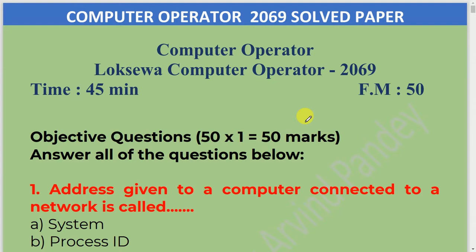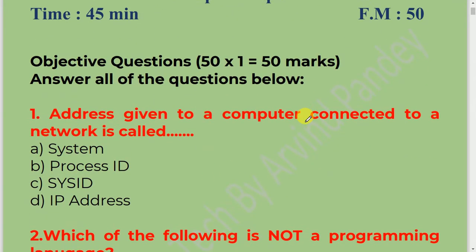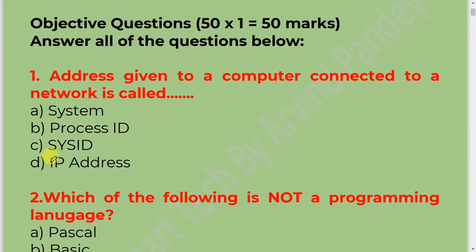So let's start with the first question. Question number 1. Address given to a computer connected to a network is called option A system, B process ID, C sys ID, D IP address. So correct answer is option D IP address, because those computers which are connected with network or internet have an IP address.